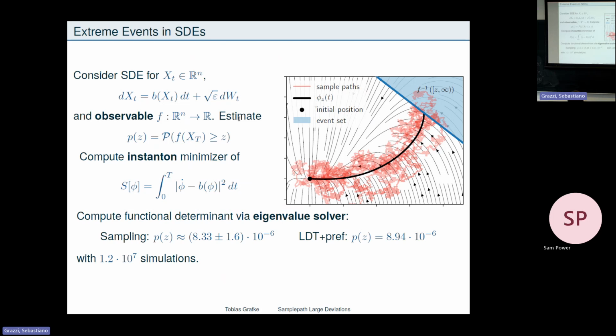But what I now do, I can compute the functional determinant that I was just talking about. And we do this via an eigenvalue solver, because if you normalize it appropriately, it's just a Fredholm determinant computation, so you need just a few dominant eigenvalues. And from the sampling, with 10 million simulations, I get this plus minus 1.6, because it's a rare event, it's very hard to sample, the variances are still high, as a probability. And this LDT, large deviation theory, plus prefactor correction, gives you a number. This is the number for this value of epsilon, and it falls nicely and squarely into this.